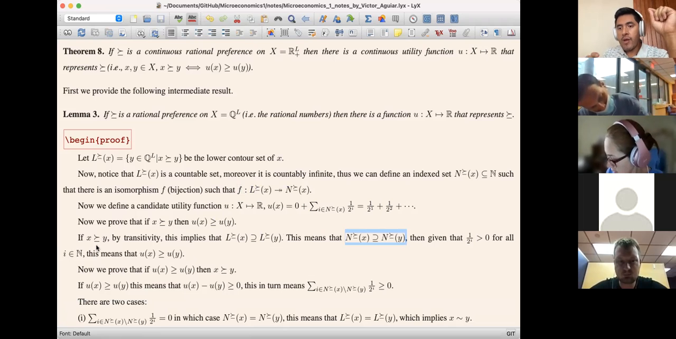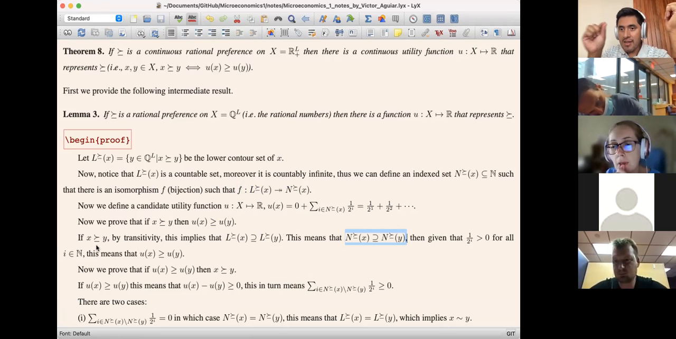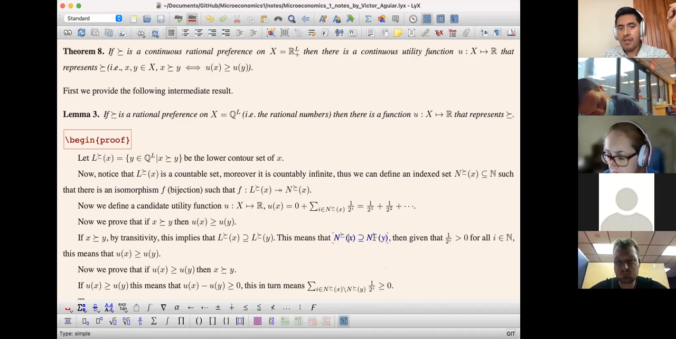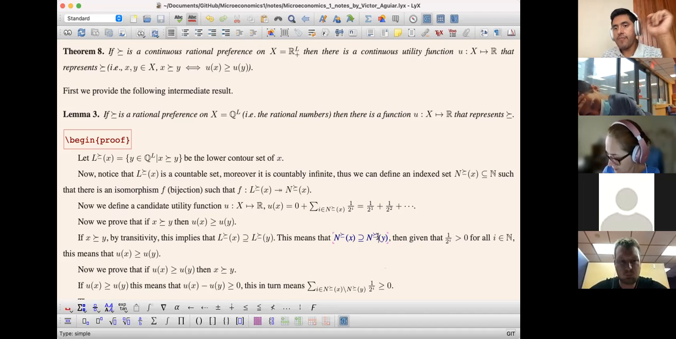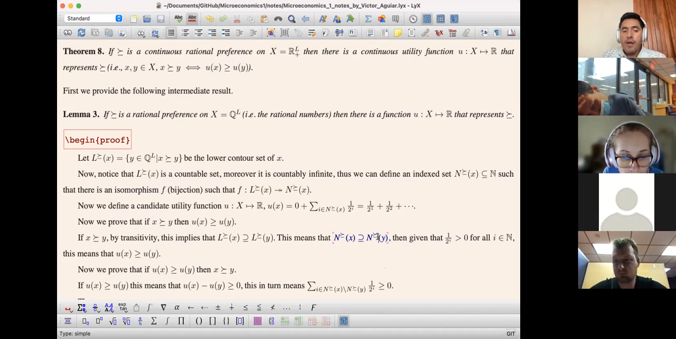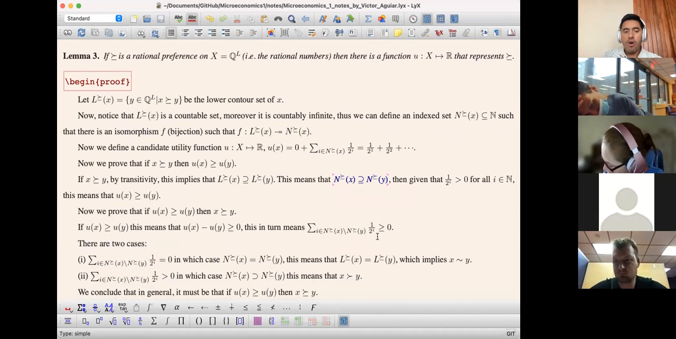Yeah. So in the set of indexes, in the set of numbers that I was able to count, there will be more numbers in the N of X than in the N of Y, because the tail is longer, so you have more elements. That's the only thing I'm saying. Okay, thank you. Sure. And the rest follows trivially.